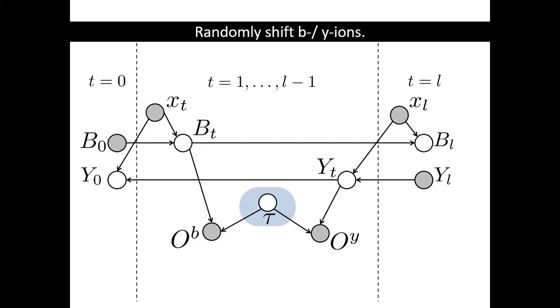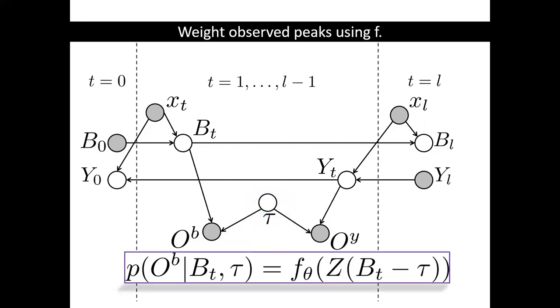So in order to score observed peaks, the emission functions of the model look as follows. The emission functions correspond to the conditional distributions over the O's. Just looking at the B ion emission function, we have the B ions shifted by tau, used to access the quantized version of the observed spectrum Z. And finally, they're passed into a possibly unnormalized distribution F to weight these peaks. This unnormalized distribution is parameterized by theta, which is some parameter which we'd like to learn.